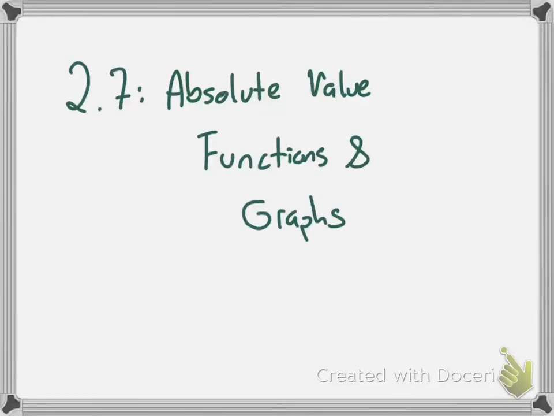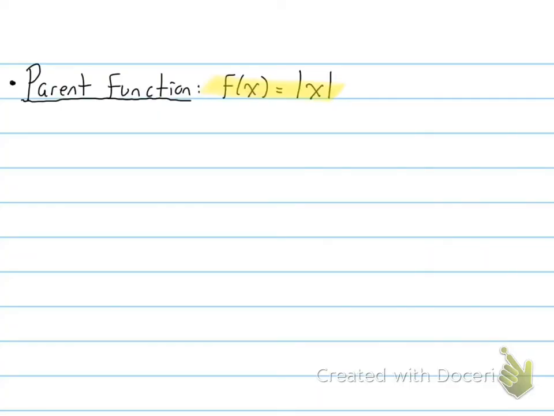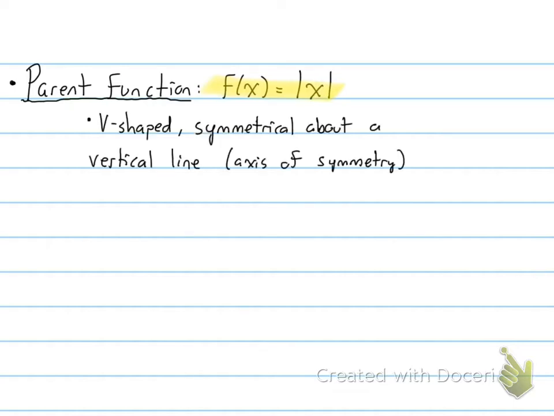In section 2.7, we're going to be talking about some stuff from last chapter and this chapter, kind of combining it. We are talking about absolute value equations and graphing them. So to start out, the parent function for an absolute value is f of x equals the absolute value of x. Some quick notes of what this looks like.